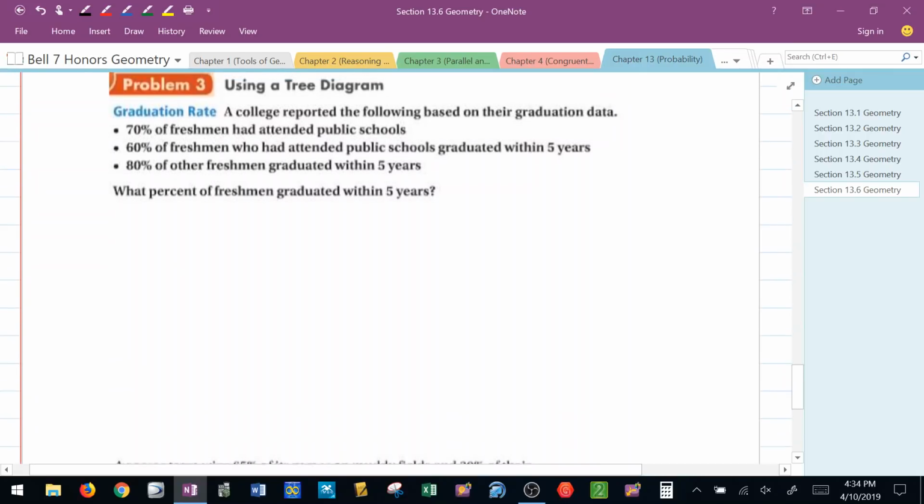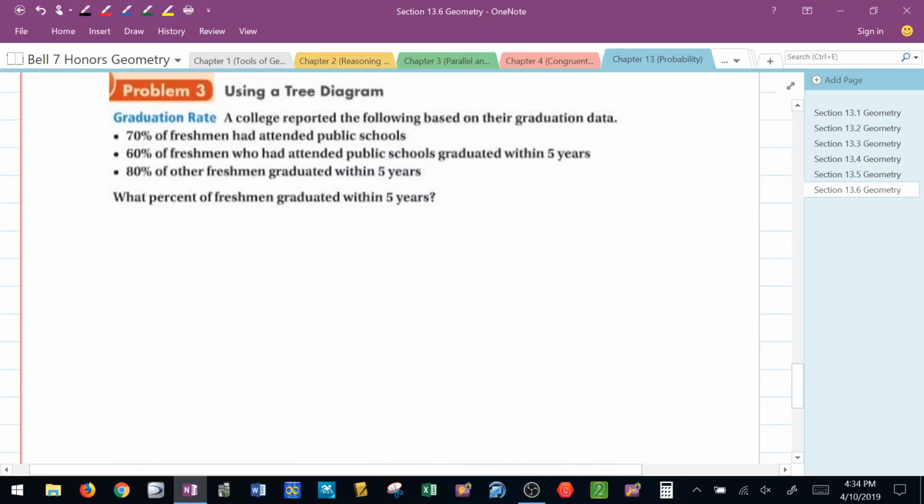All right. So for example, let's take a look at this question. They're going to give us a bunch of data points. First of all, we're at a college and they're looking at the graduation rates. 70% of the freshmen that are in this college came from public schools. 60% of those freshmen who attended public schools graduated within 5 years. 80% of the other freshmen graduated within 5 years. And then the question comes up to say, what percent of freshmen graduated in 5 years?